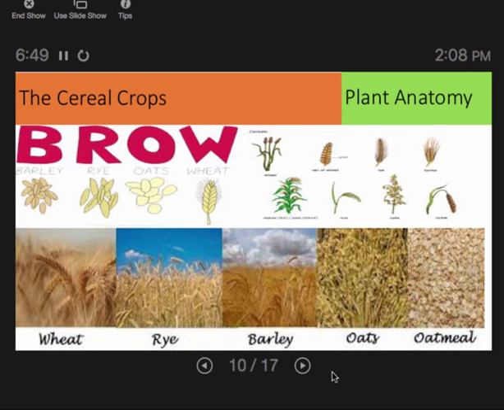So we're going to look at a type of plant structure, which are the monocots and the cereal crops. A good way to get students to remember what cereal crops are is the acronym BROW: barley, rye, oats and wheat.